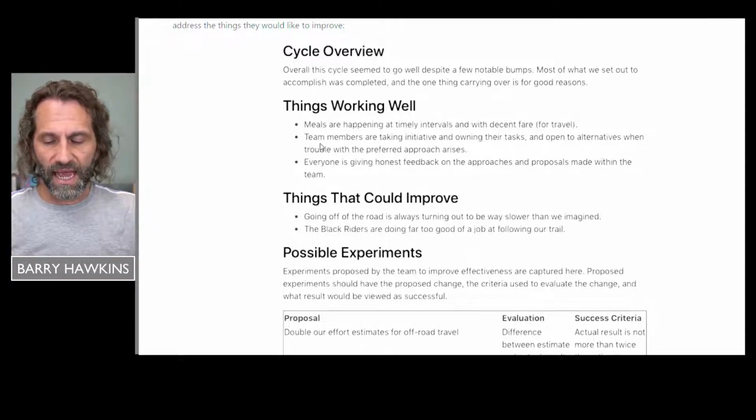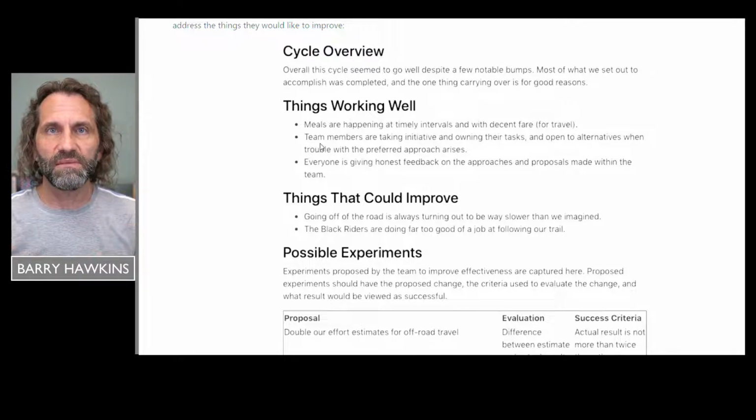And so then, in the course of that natural conversation, the team steward is listening for things that people are saying are working well, and we want to ensure that we continue those practices and don't let that fall away. And also looking for things that could improve.